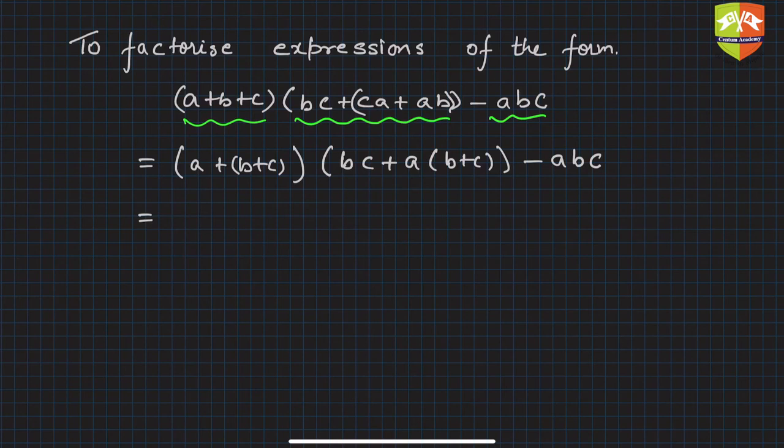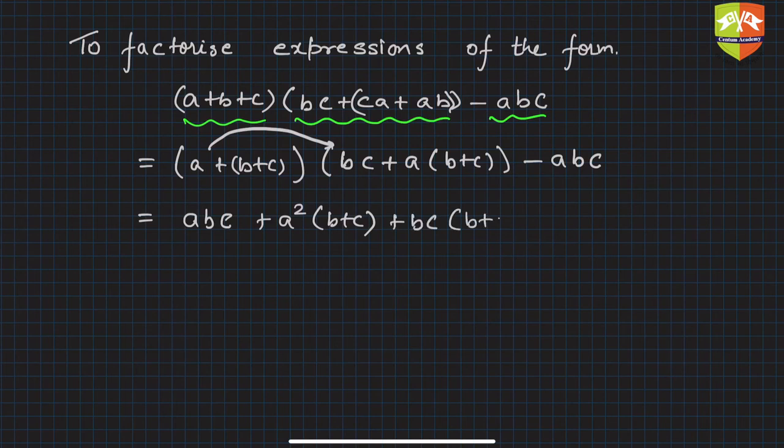So hence, if you see, this is a, b, c. So this goes to this, then a squared (b + c), then bc(b + c), then a(b + c) whole squared. And then minus abc. This is the expansion, right? So minus abc and plus abc will get struck off.